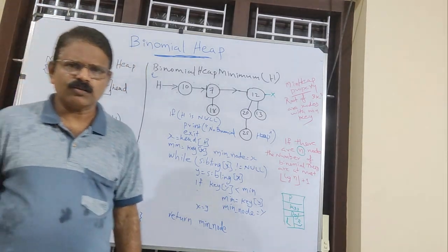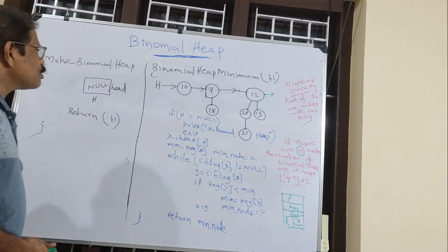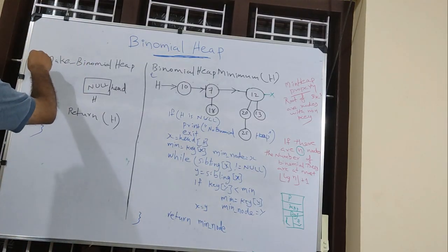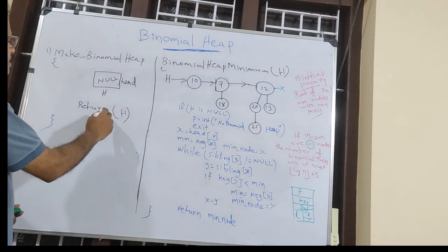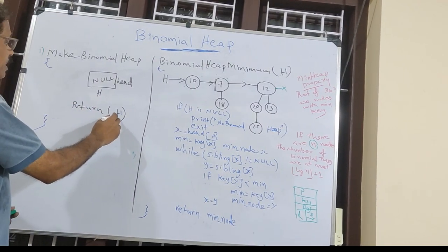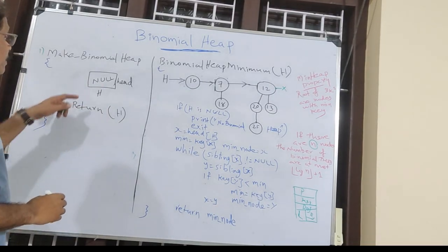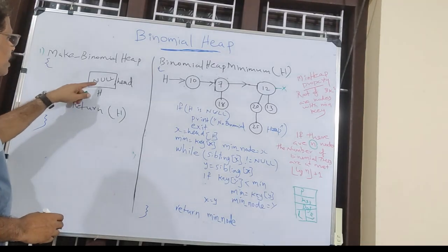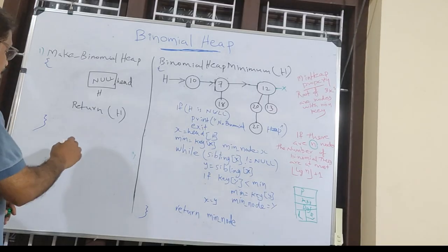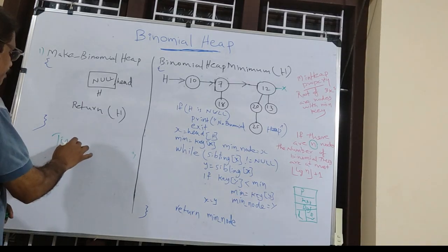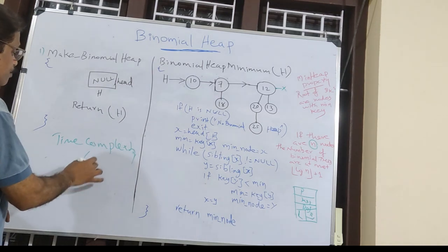Let us discuss the operations on binomial heap data structure. The first operation is make the binomial heap. Here this function returns an object H. H is nothing but the binomial heap. It will create an object of type H, then make its head field null. These activities can be done in a constant time, so its time complexity is big O(1).